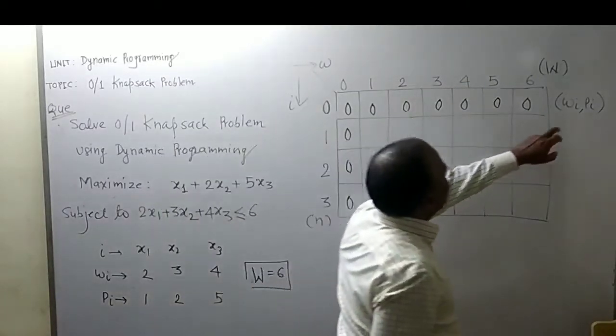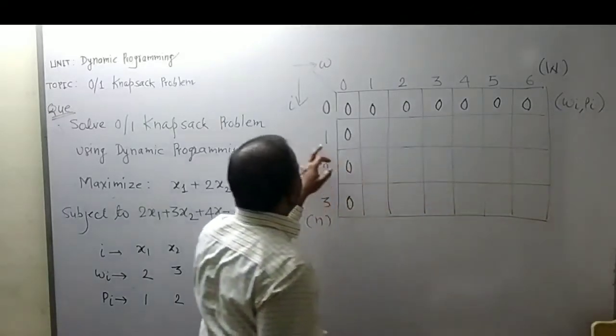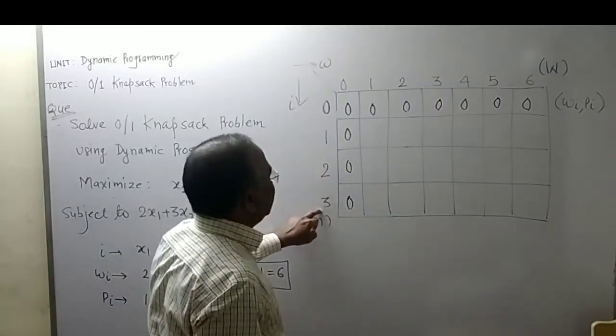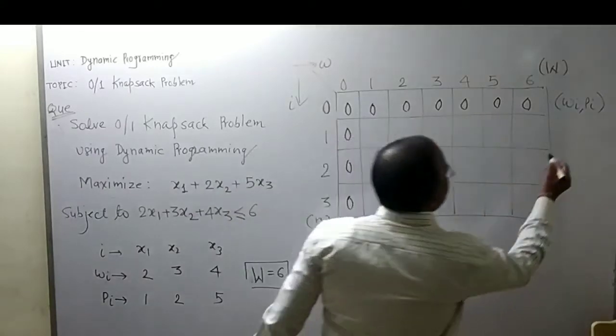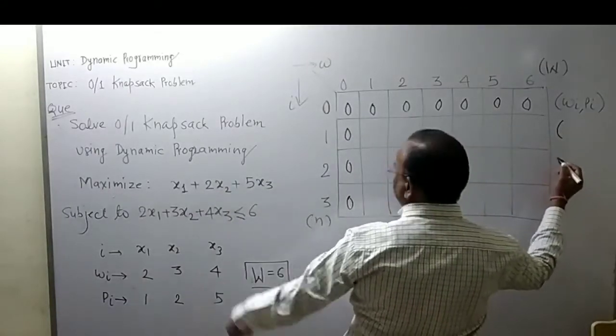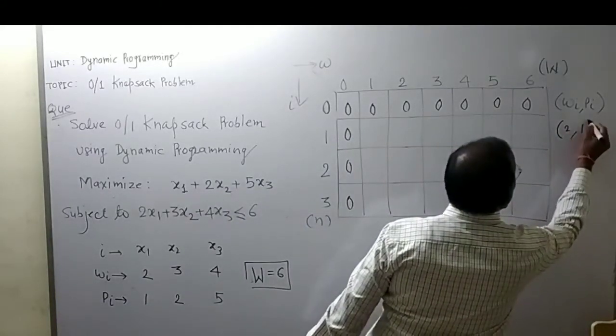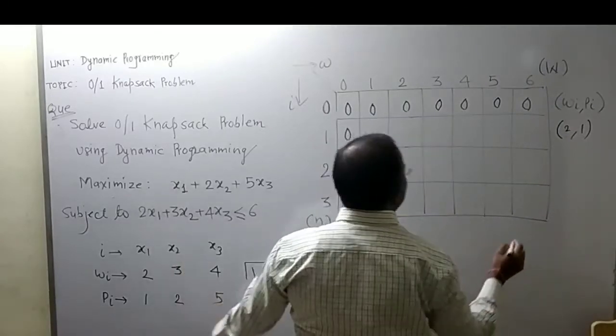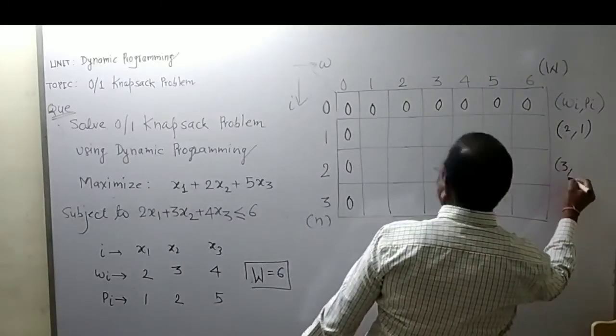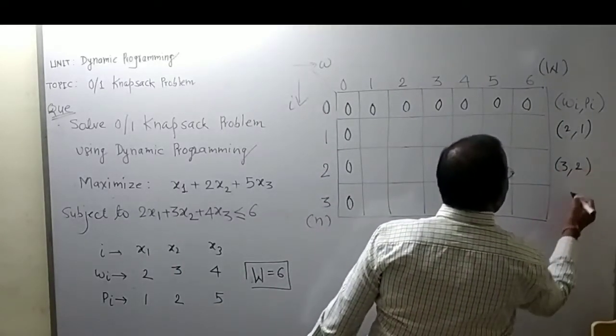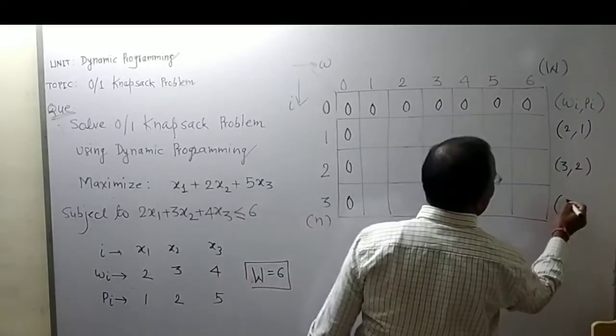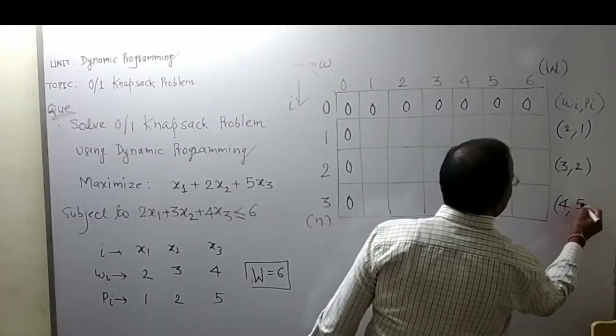So write down the weight and the profit of objects 1, 2 and 3. Here the weight of the first object is 2 and profit is 1. Weight of the second object is 3 and profit is 2. And the weight of the third object is 4 and profit is 5.